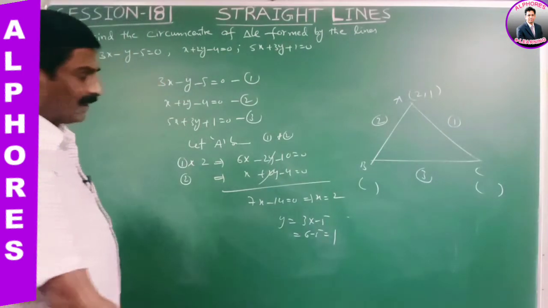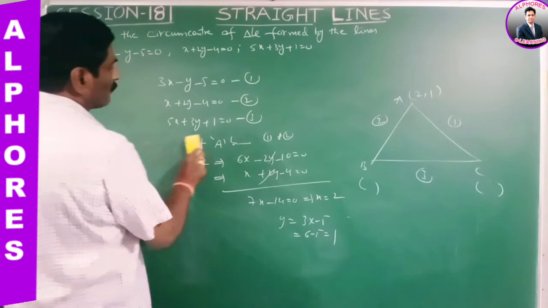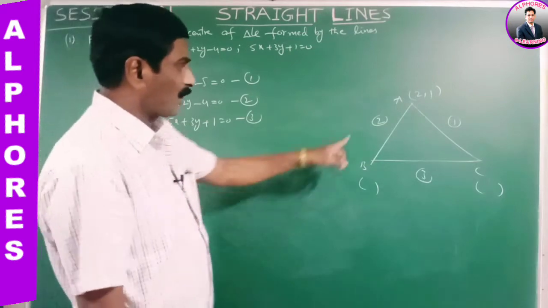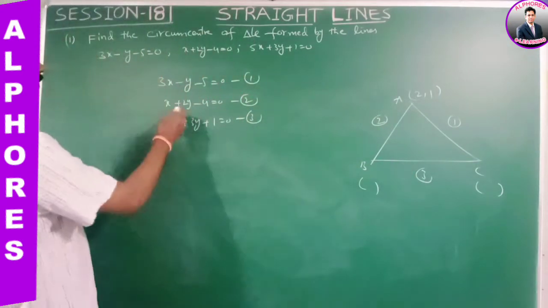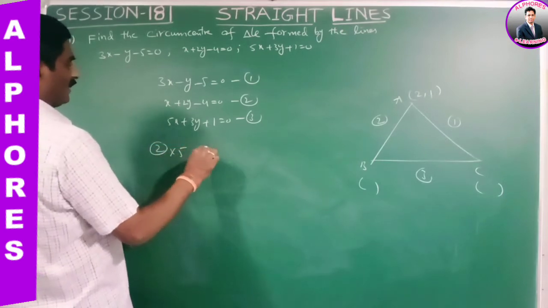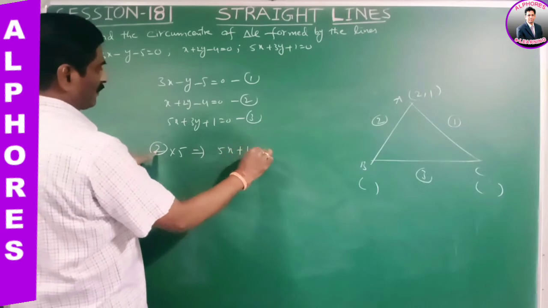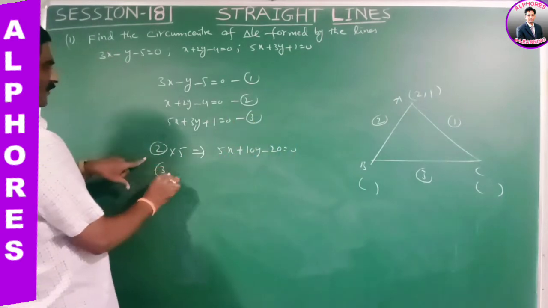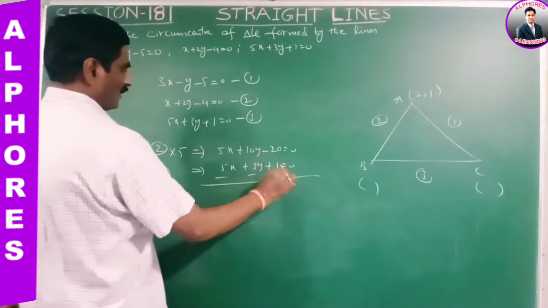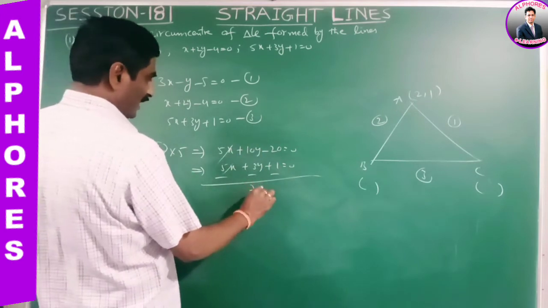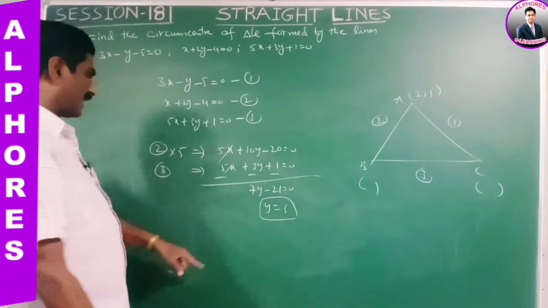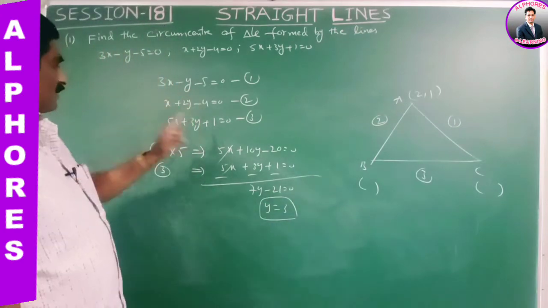Okay. Next, by solving 2 and 3, let B be the point of intersection of the lines 2 and 3. By solving 2 and 3 by cross multiplication or elimination method. By elimination, second equation into 5. That means 5x plus 10y minus 20 equals 0. The third equation is 5x plus 3y plus 1 equals 0. By subtracting, 5x cancels: 7y minus 21 equals 0. What is the value of y? y equals 3. By substituting y equals 3 in the second or third equation, we get x.